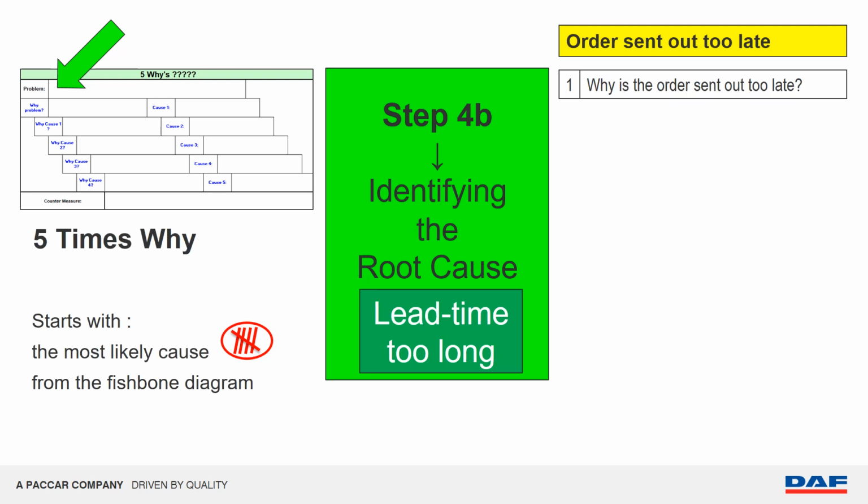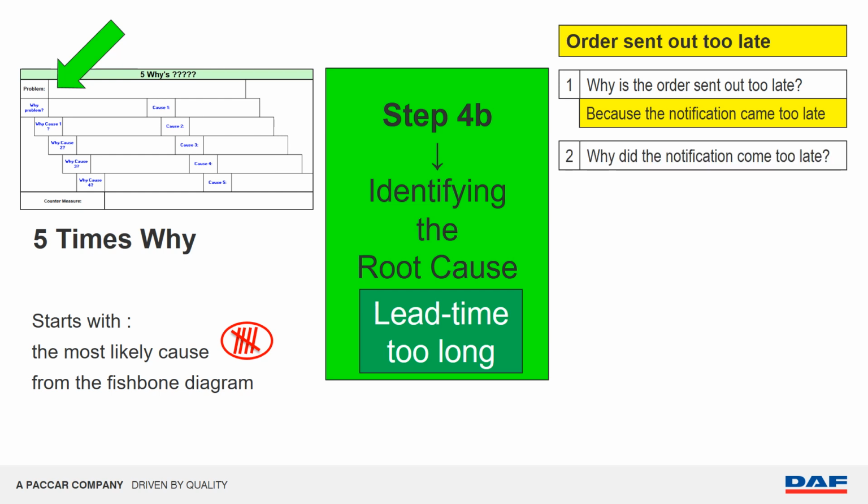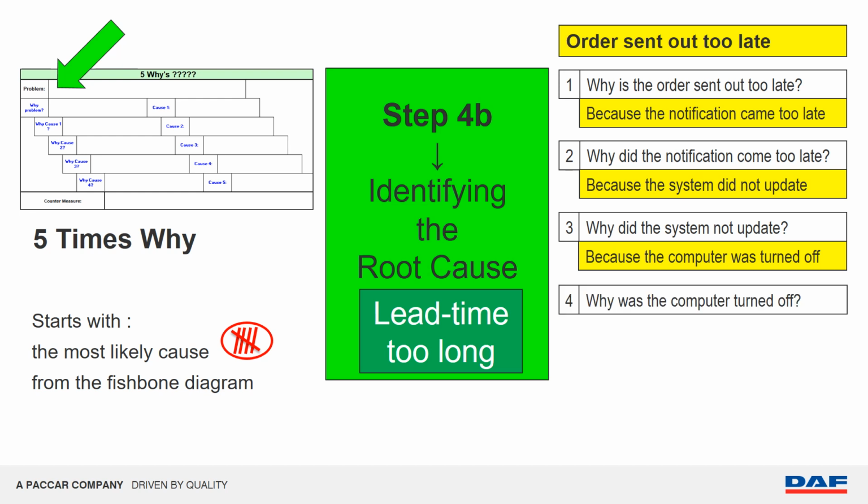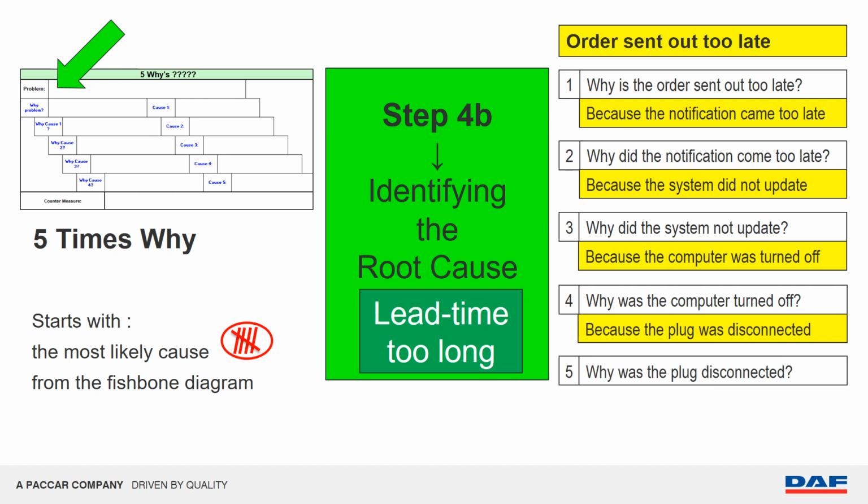Why is the order sent out too late? Because the notification came too late. Why did the notification come too late? Because the system didn't update. Why did the system not update? Because the computer was turned off. Why was the computer turned off? Because the plug was disconnected. Why was the plug disconnected? Because someone tripped over the cord.